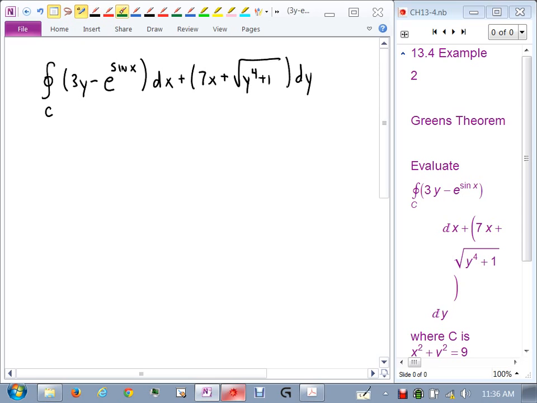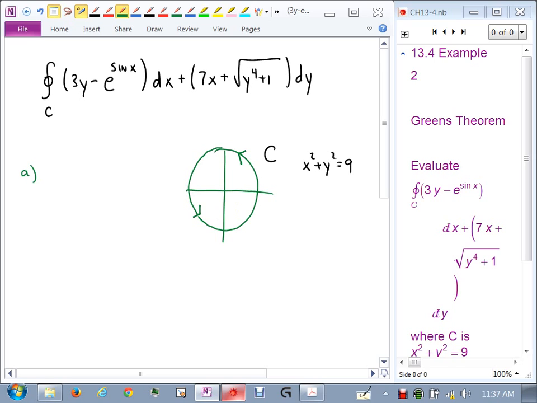All right, let me draw my region real quick. My curve is the outside, right? X squared plus y squared equals 9. So for part A, I've got to find a parametric representation of this curve. And I want it positively oriented.